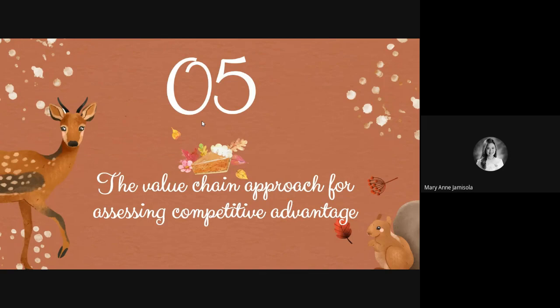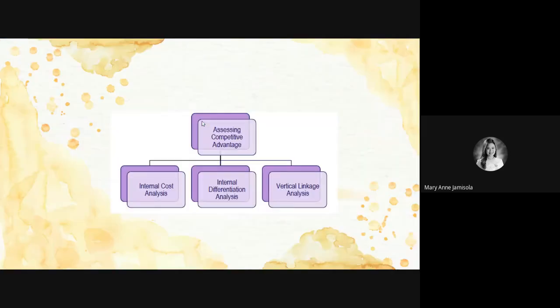The last topic covered in this video is the value chain approach for assessing competitive advantage. The value chain model can be used by businesses to assess competitive advantage. Companies must not only focus on the end product or end service, but also on the process or activities involved in the creation of these products or services. The value chain approach can be used to better understand competitive advantage in the following areas. So we have the internal cost analysis, internal differentiation analysis, and the vertical linkage analysis.